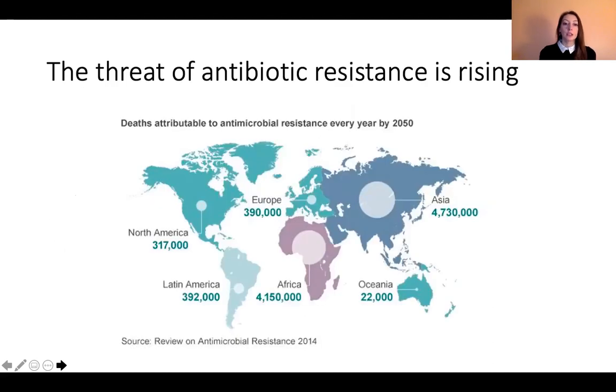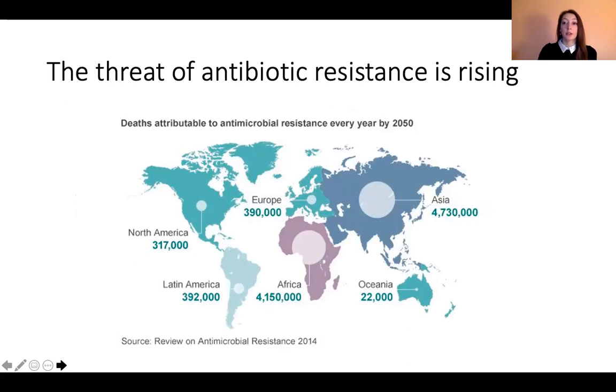Currently, the CDC estimates that about 35,000 people in the US alone die from antibiotic-resistant infections, and they estimate this number to increase by about tenfold by the year 2050. And we can see in Africa and Asia, this number is in the millions, and that's just showing just how high these numbers are.